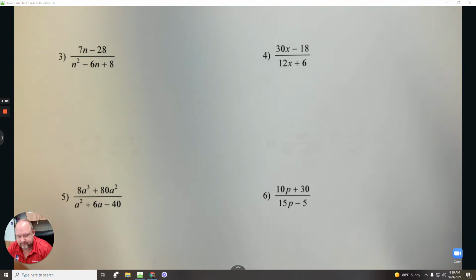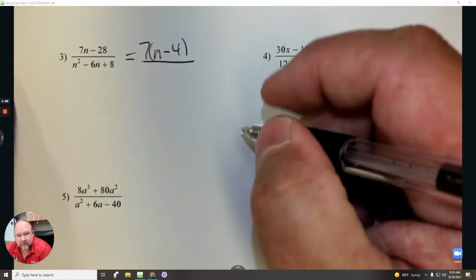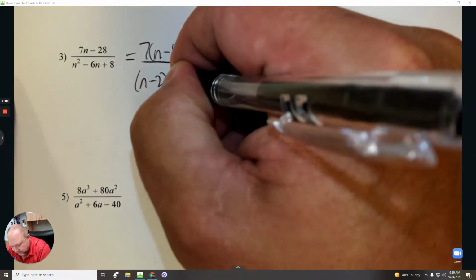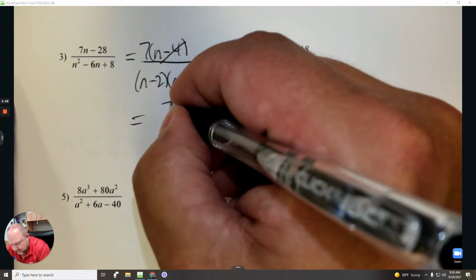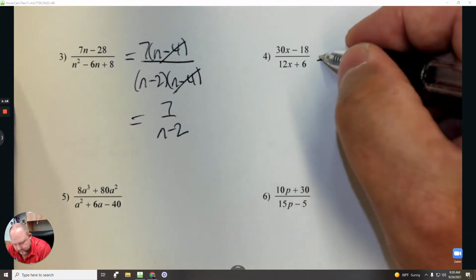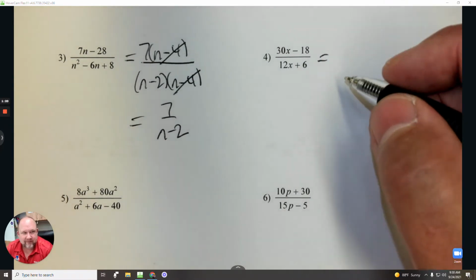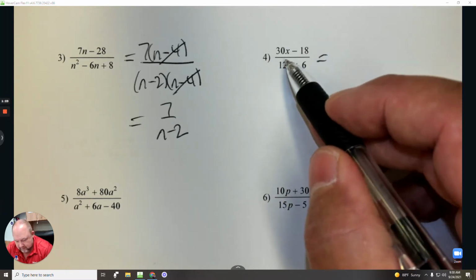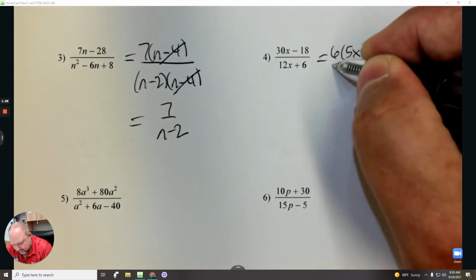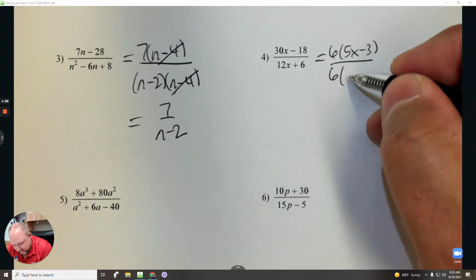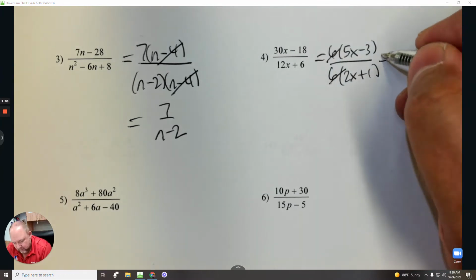Number 3, factor, common factor first. In the denominator, the two numbers are negative 2 and negative 4. Remove the common factor and you have your answer. Always best, right, to try first and see if we are the same. What's the greatest common factor here? 6. 5x take away 3. The greatest common factor here is 6. That's 2x plus 1. So the 6's are removed, and then what's left over is our answer.